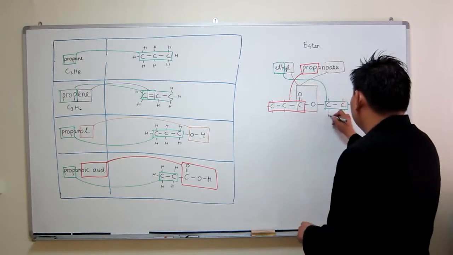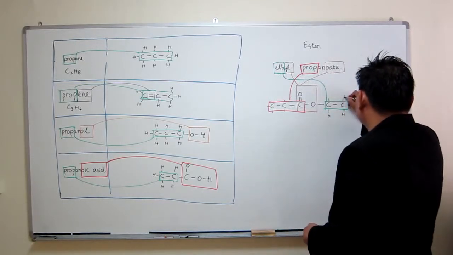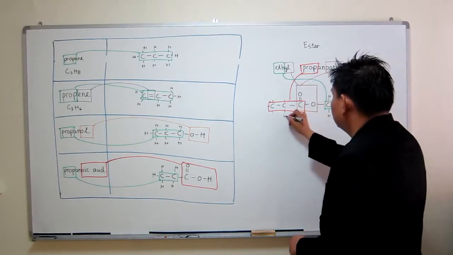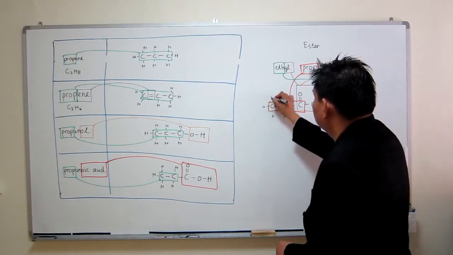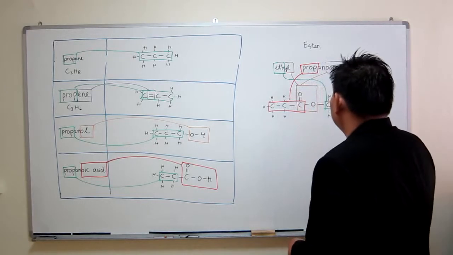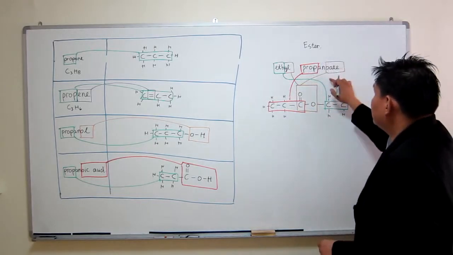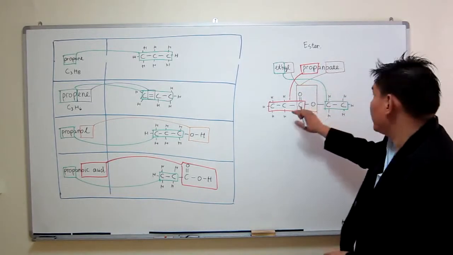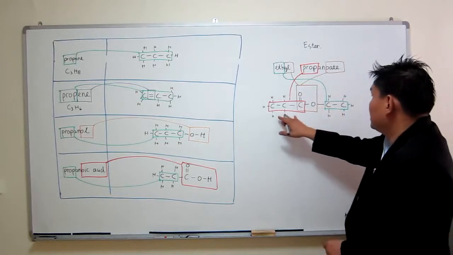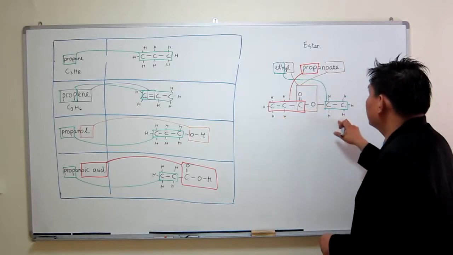Don't forget to put in all the H. You can do that last, right? You put all the hydrogen in. So this is the structure of ethyl propanoate. You have 3 carbon on the left and 2 carbon on the right.